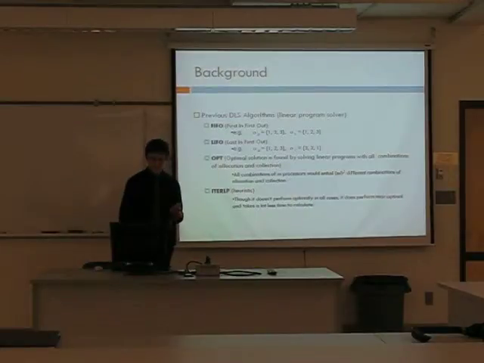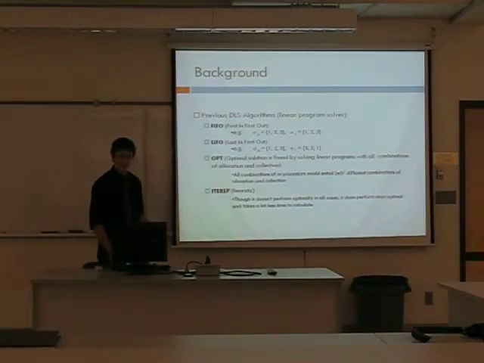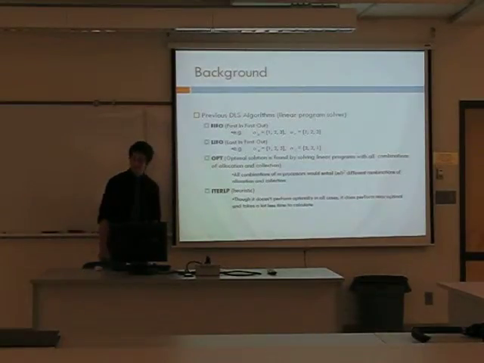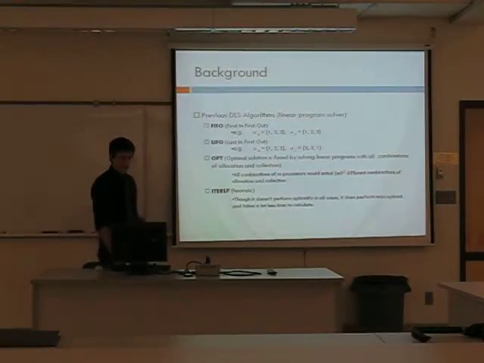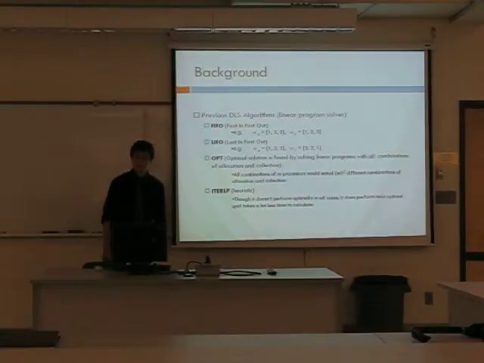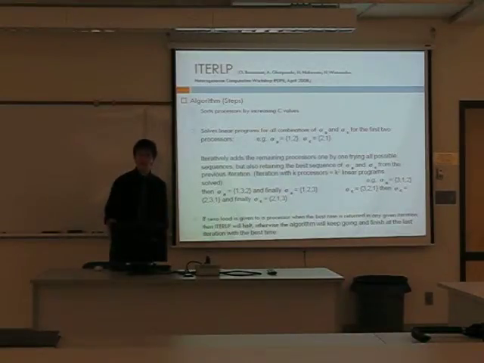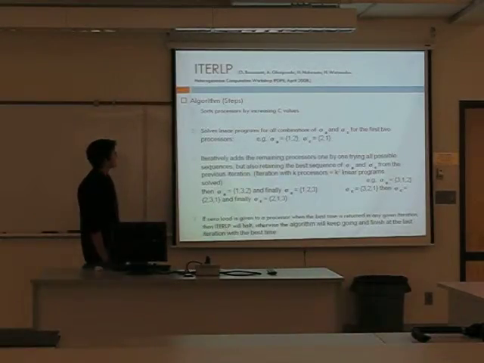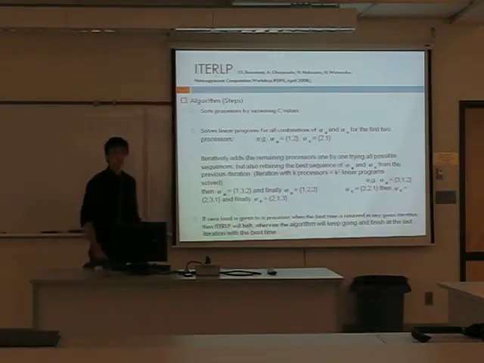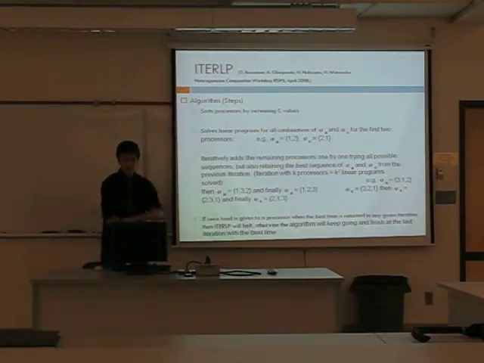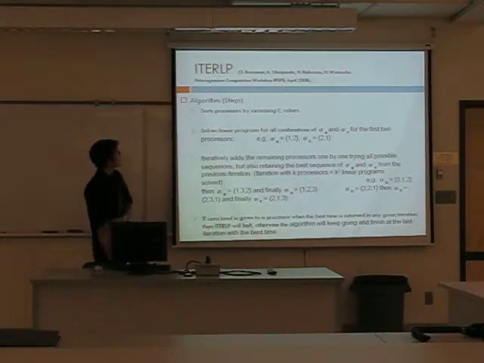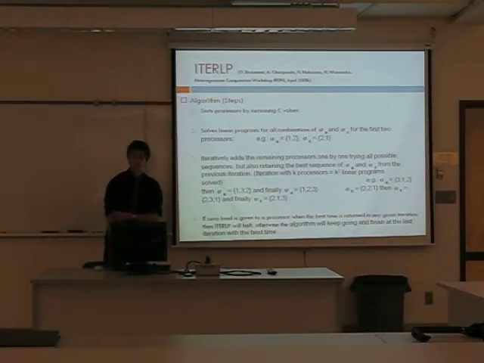So, to alleviate that cost and time, a heuristic algorithm known as I2LP was created. Though it doesn't perform optimally in all cases, it does perform near optimal, and it takes a lot less time to calculate. Now I'm going to describe the I2LP algorithm. You'll see the authors up above, and it's a relatively new algorithm. It was introduced in a paper for a conference known as the Heterogeneous Computation Workshop, in April 2008.